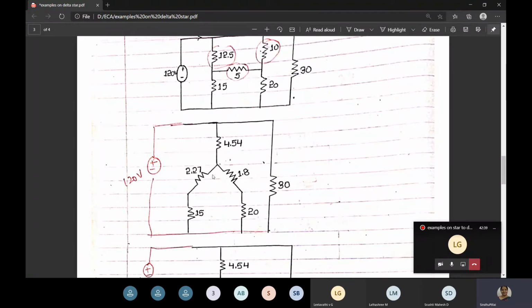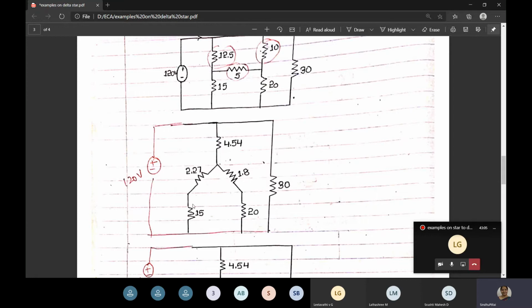Okay. So what are in series here? When we reduce this delta to star, we nicely get series connections always. So always see to it that you reduce delta to star. It will give very many series connections. If you go with star to delta, there will be many parallel connections. Series connections you will understand very soon.